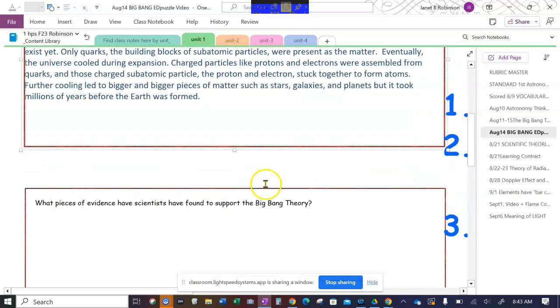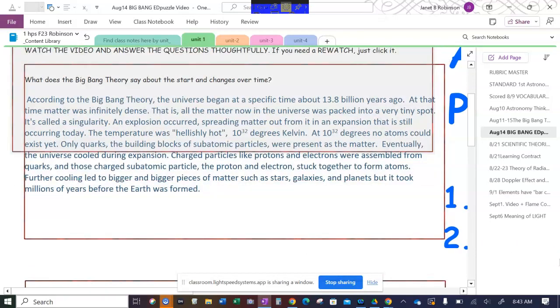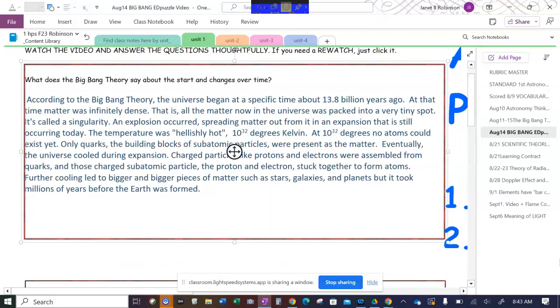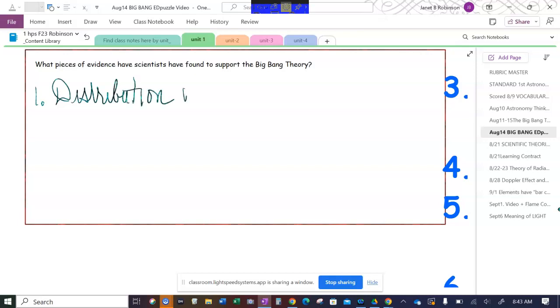Then, the pieces of evidence that support the Big Bang. We found out, for example, that one of the big things that supported it was the distribution of elements in the universe.